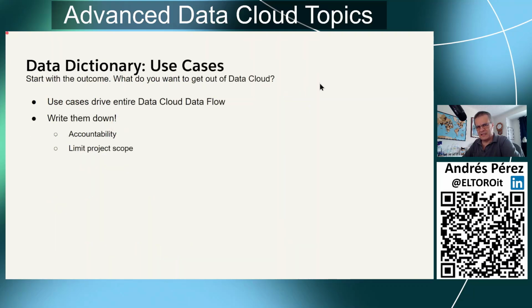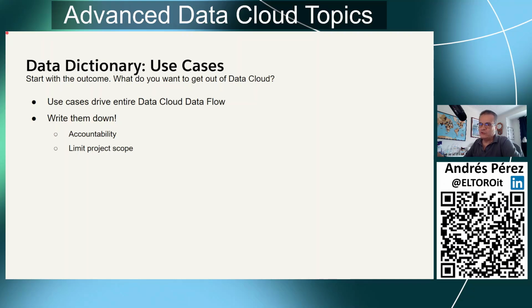And like I mentioned, the spreadsheet should have a few things. One of them is your use cases. You want to start with the outcome. What is it that you're trying to achieve? All right. And what do you want to get out of Data Cloud? Because the use cases will drive the entire Data Cloud data flow. We saw that in the first chapter, where we went through how the data flows in Data Cloud.